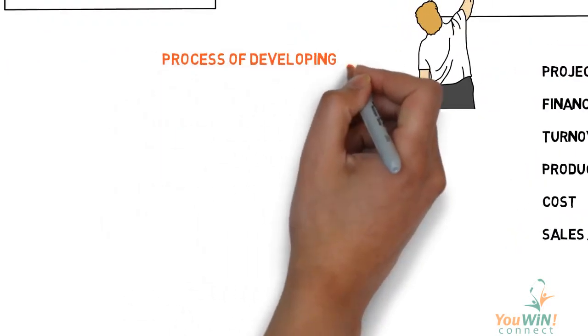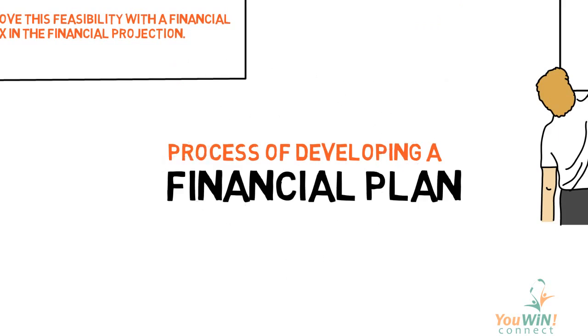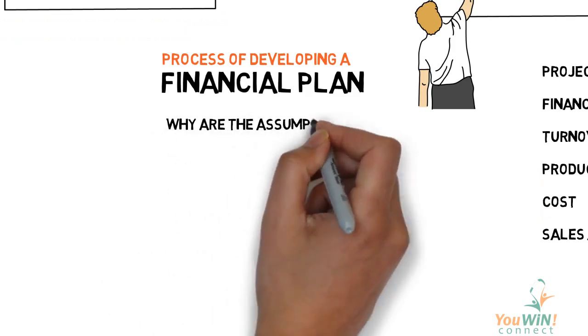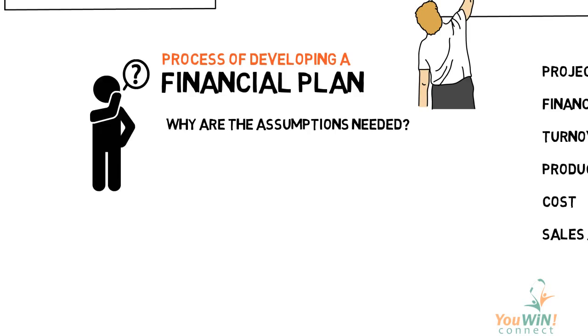Now let's look at the process of developing a financial plan. A critical part of the financial plan is assumptions. Because we're dealing with projections, assumptions are extremely critical for this process. The question will be, why are assumptions needed? The financial projection is made for a period of 3 to 5 years. However, at the time of making the projections, the necessary information and data are generally not sufficient.